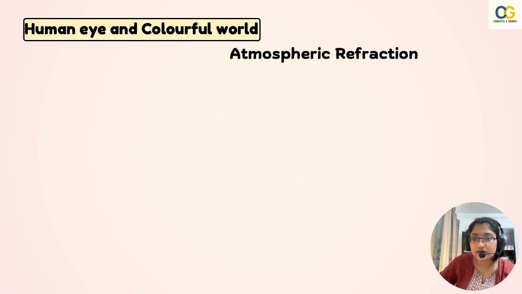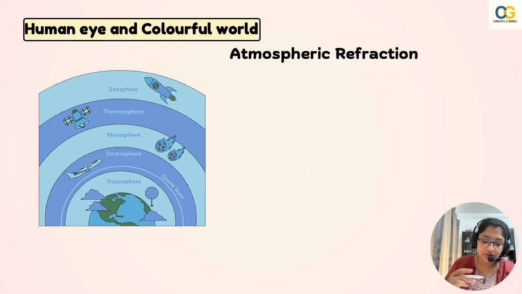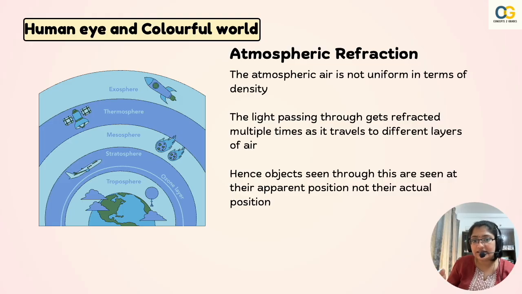Coming to atmospheric refraction, as we know, the atmosphere is made of multiple layers, and the air in the atmosphere is not of the same density throughout. There is different density of atmospheric air as we go up. So when light passes through the atmosphere, it gets refracted multiple times because it bends towards the normal, away from the normal, towards the normal, away from the normal, as it keeps changing its medium. So the light passing through gets refracted multiple times.